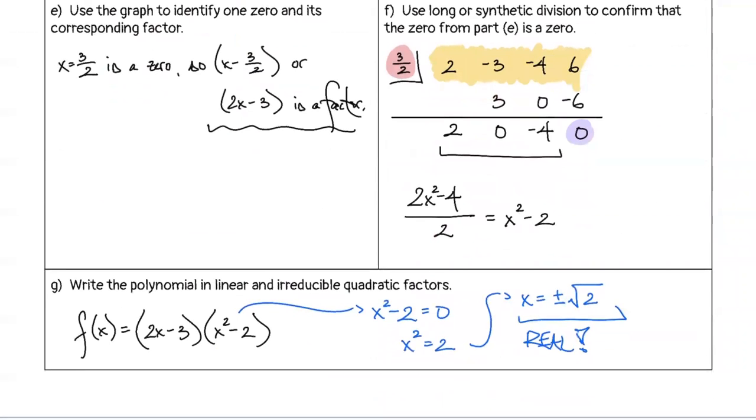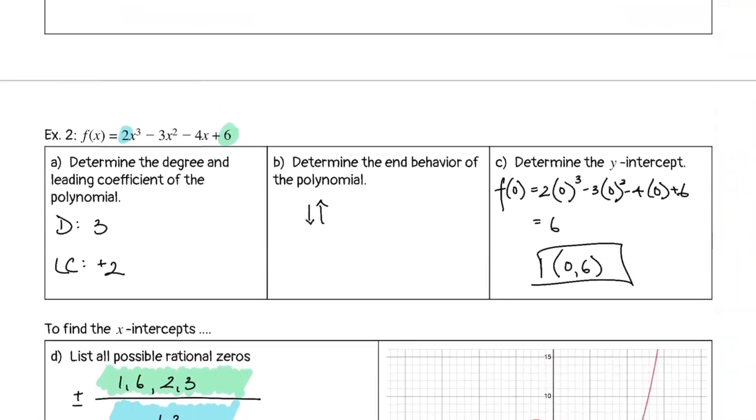I would encourage you to try it different ways though, but at the end, the one thing you really want to consider is, does your leading coefficient in the linear factorization match your leading coefficient in the original question? Right.